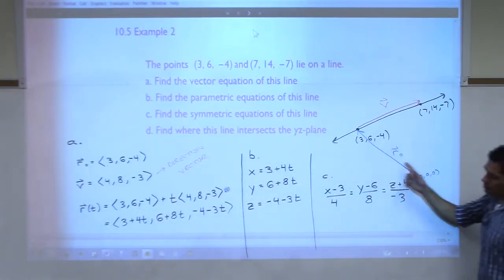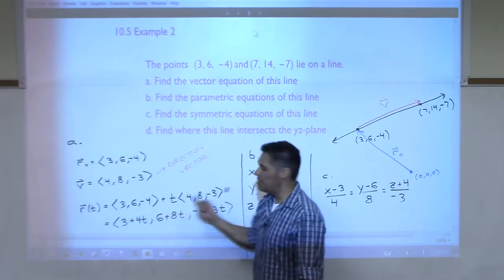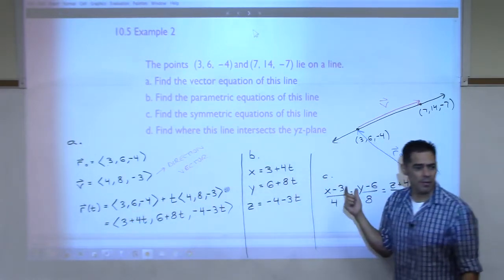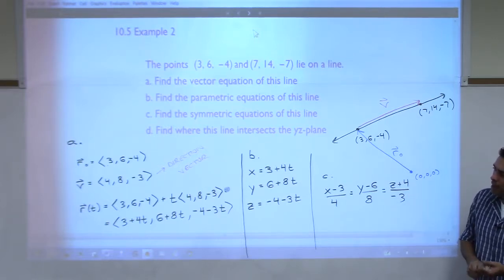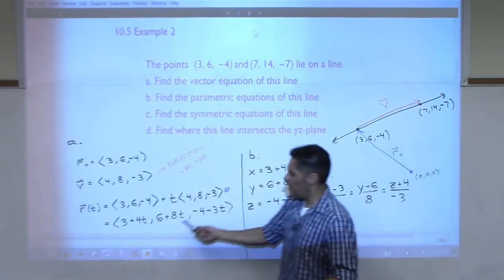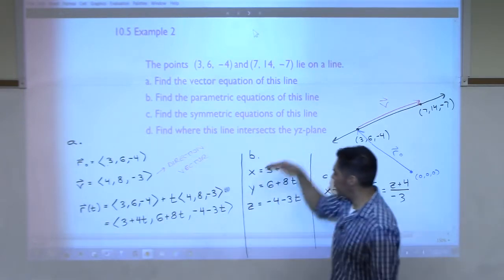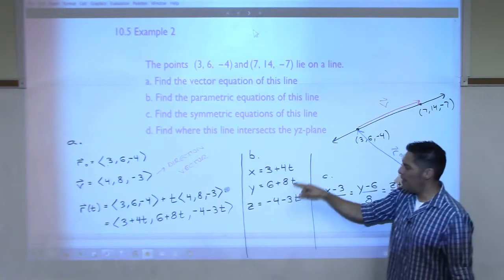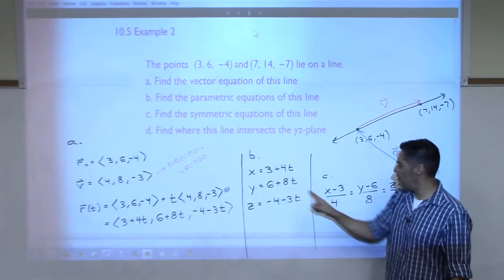All right, so we plugged into the formula, and that means R naught plus tV. R naught plus tV is the formula. And then plugged in, cleaned it up, and got this. Now, our parametric is just x, y, z, so just write the equations. And then solve this for t. So move 3 over, divide by 4.